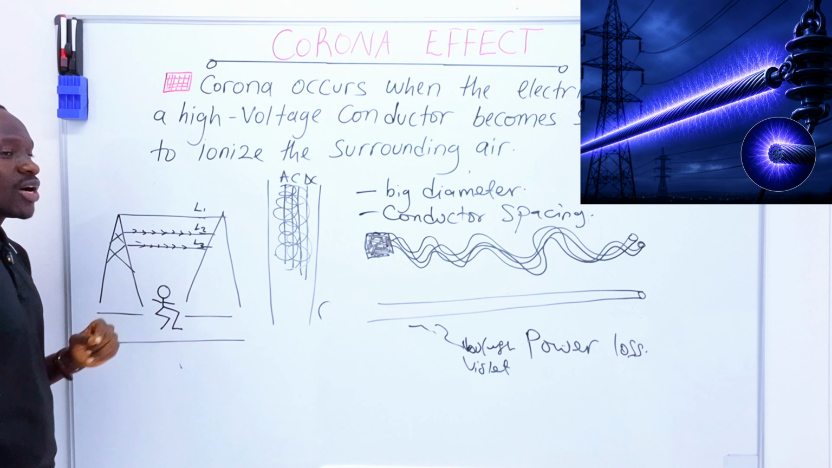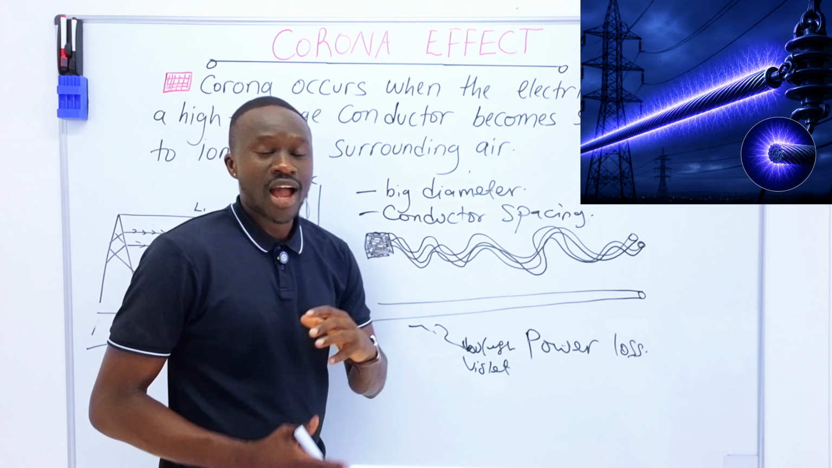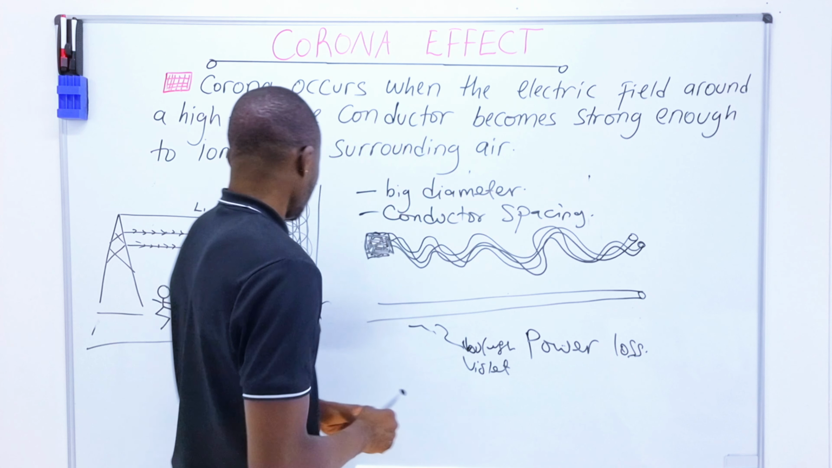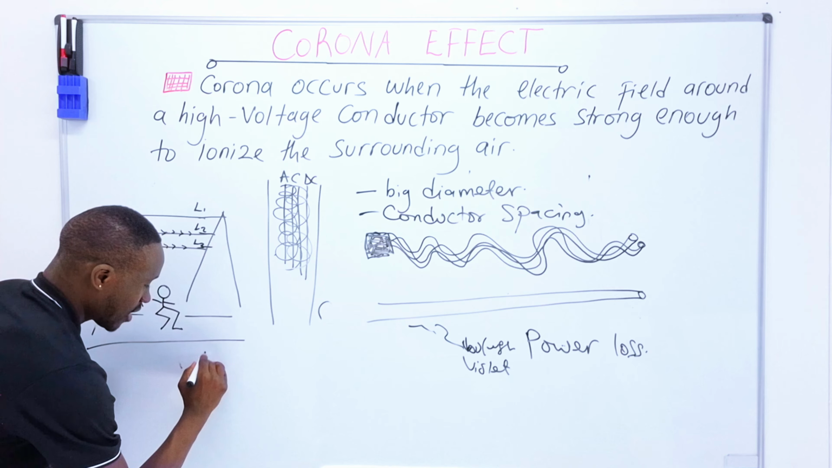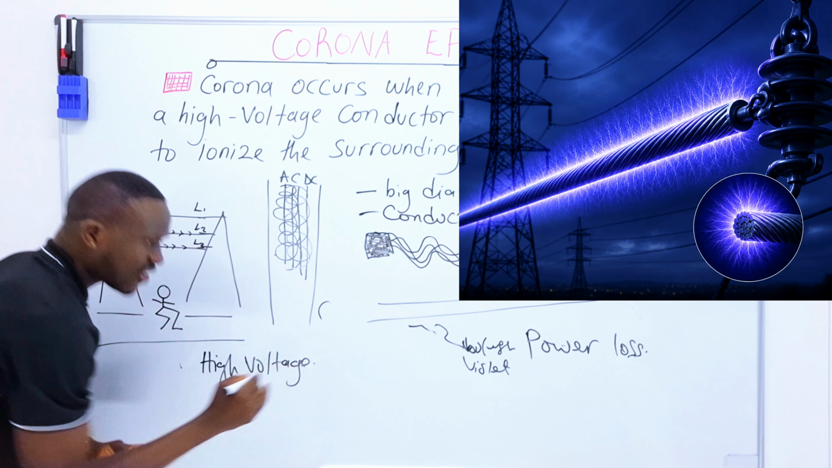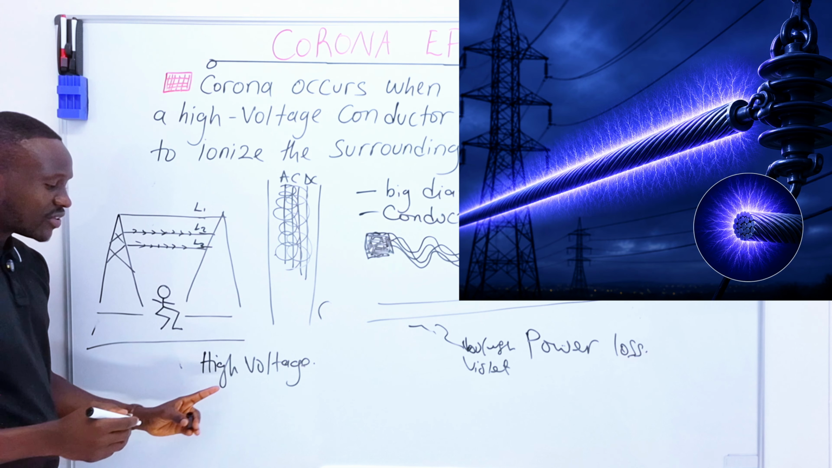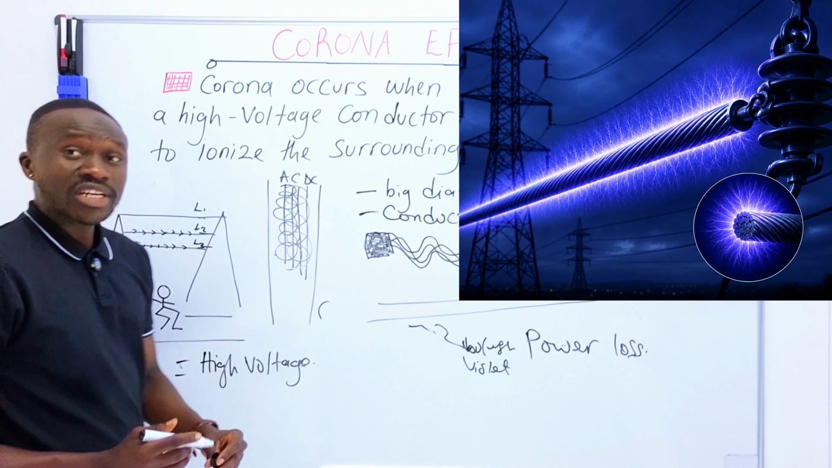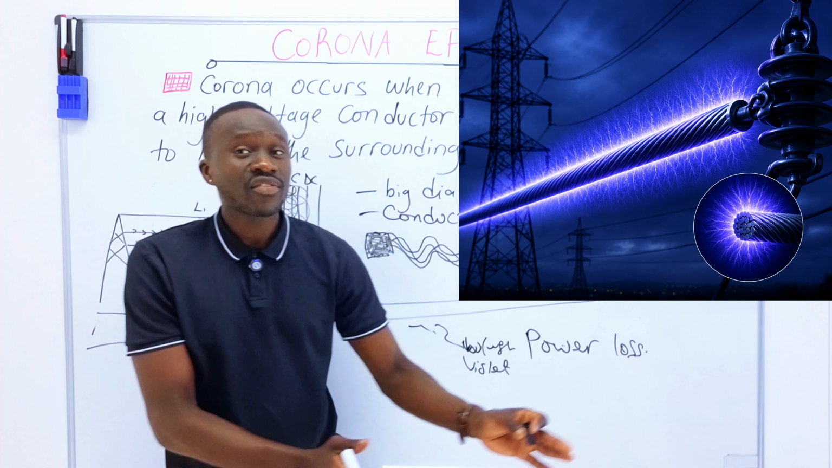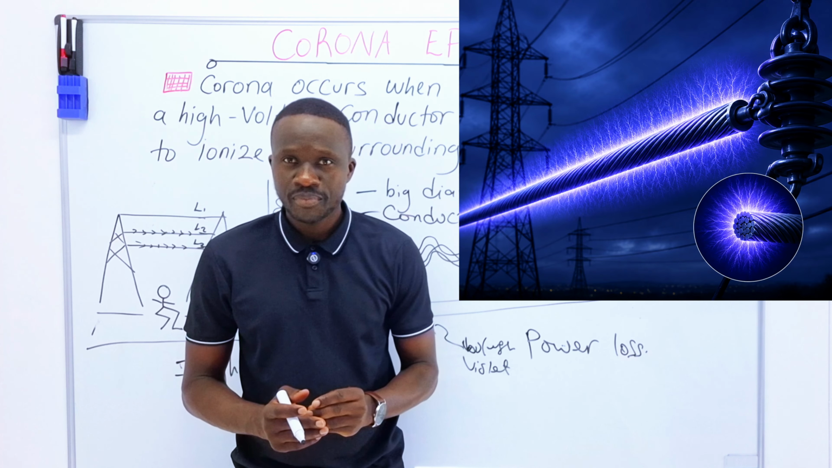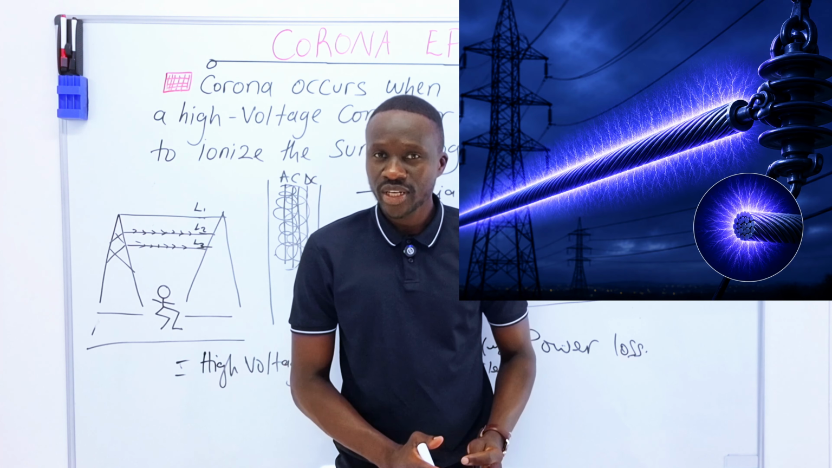Now, another thing I can tell you is how this corona effect is driven. Number one thing is high voltage. It starts with the high voltage. When there is high voltage, it will produce a strong electric field. High voltage produces a strong electric field.